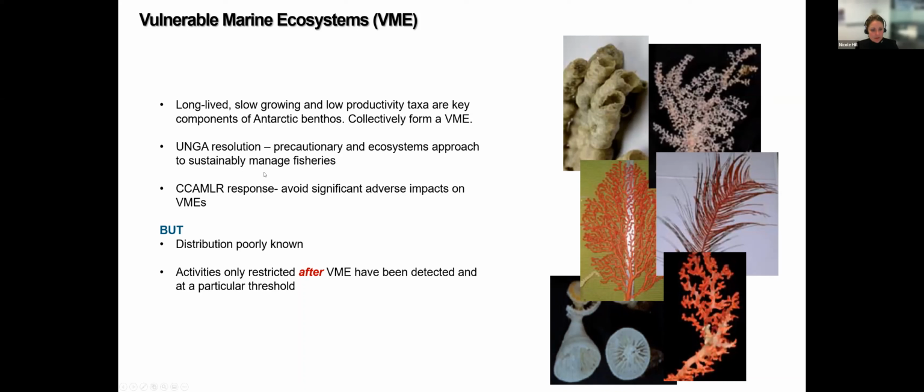CAMLR's response is to attempt to avoid significant adverse impacts on VMEs, which is an admirable thing, but in reality, the distribution of VMEs is poorly known, and often activities are only restricted after VMEs have been detected and at a particular threshold. There are rules that relate to how much of particular VME indicator taxa is hauled up on the fishing lines, whether that determines a move on rule or a spatial closure for an indefinite amount of time.